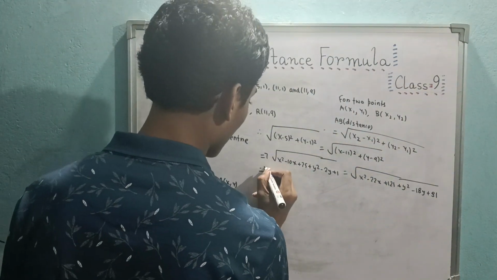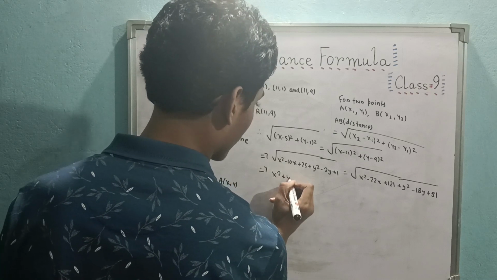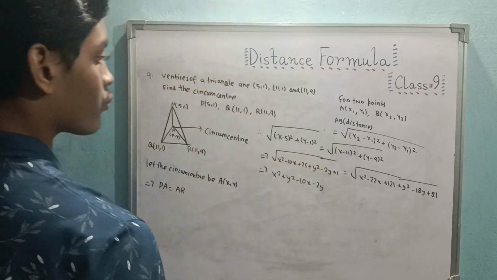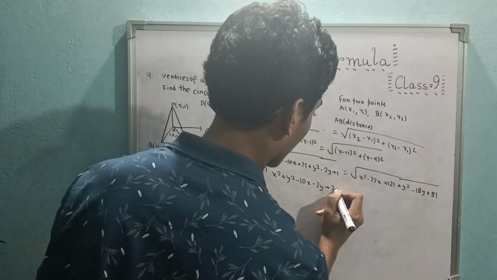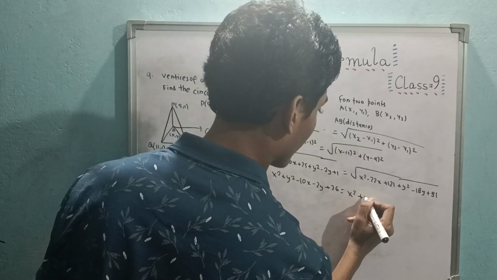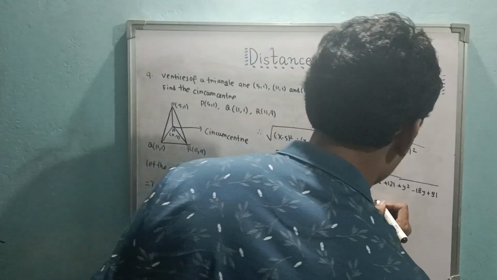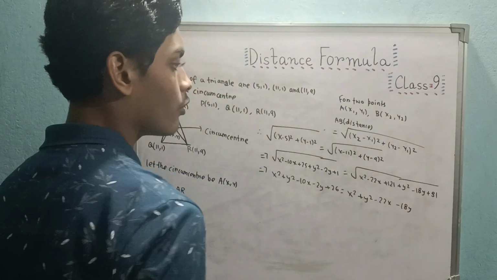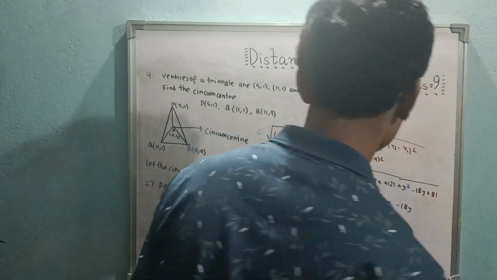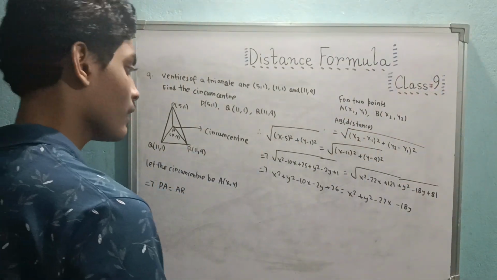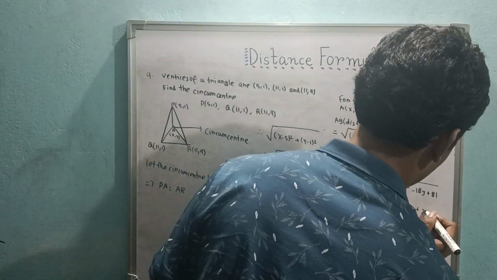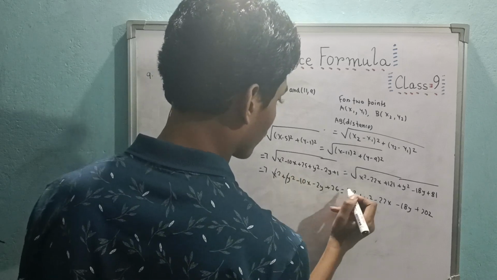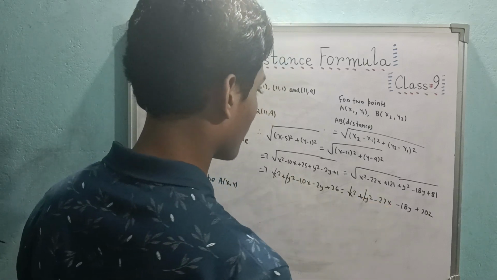The roots will get removed, so I can simply write x square plus y square minus 10x minus 2y plus 26 equal to x square plus y square minus 22x minus 18y plus 121 plus 81, which is 202. It's complex, but let's see if we can solve. So x square and y square get cancelled out.